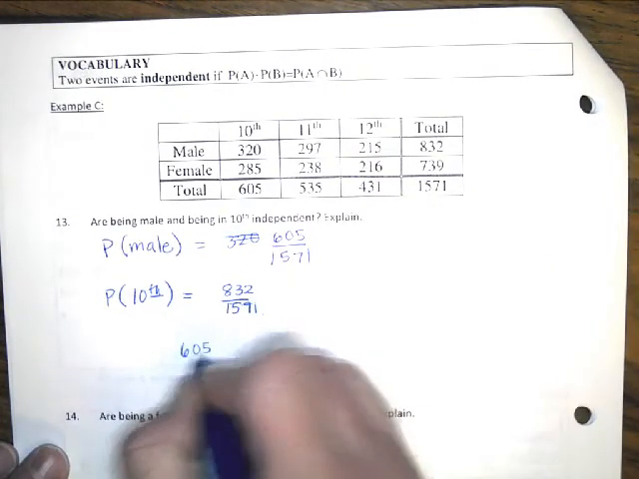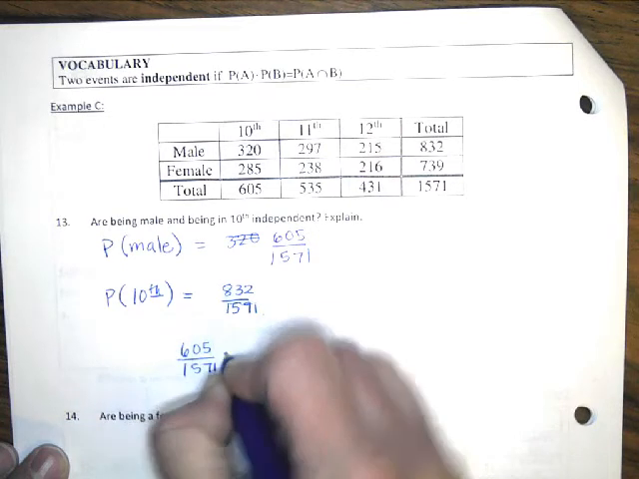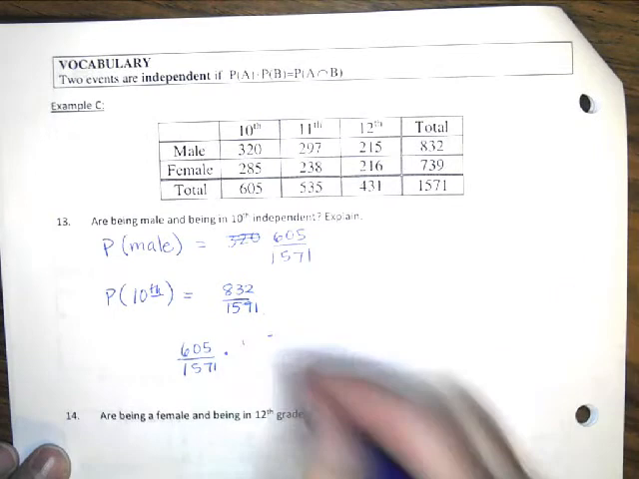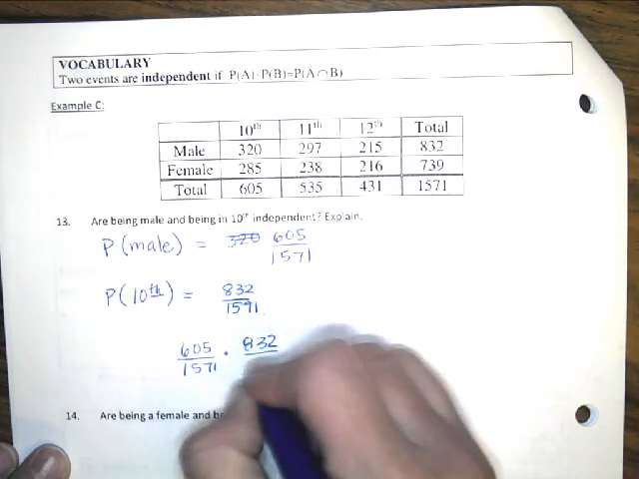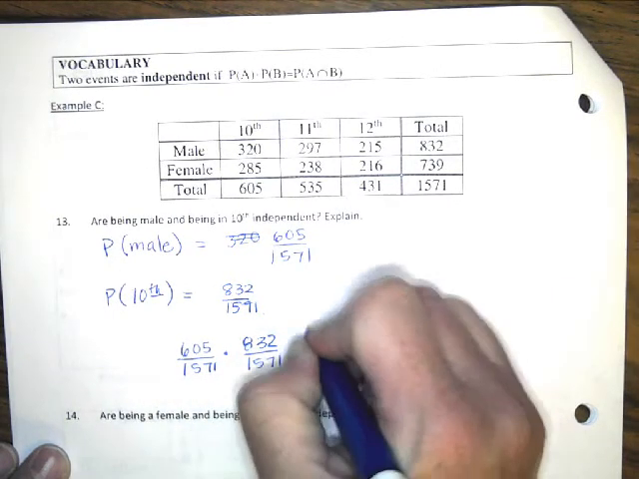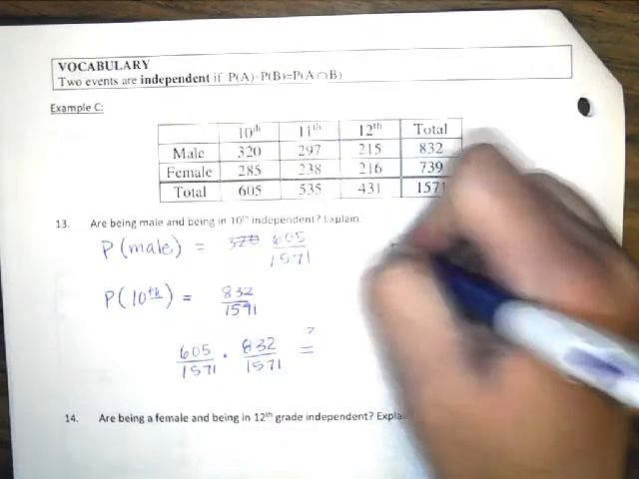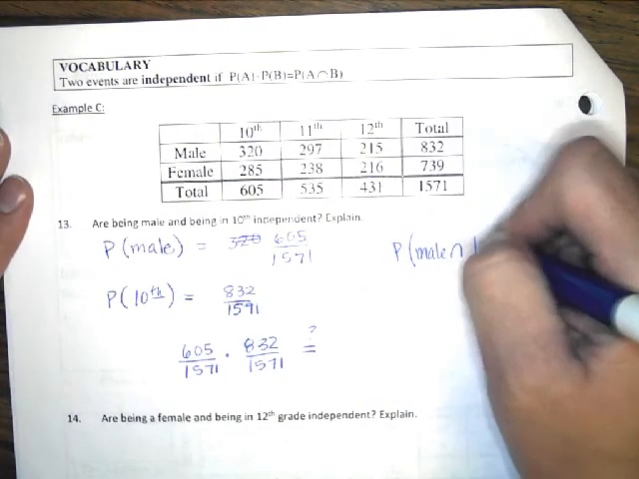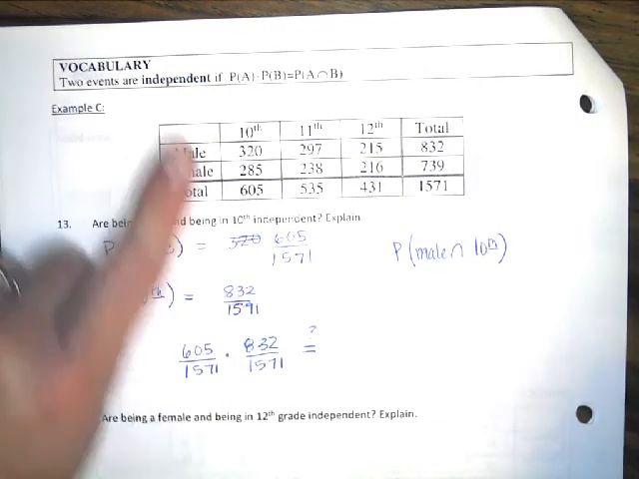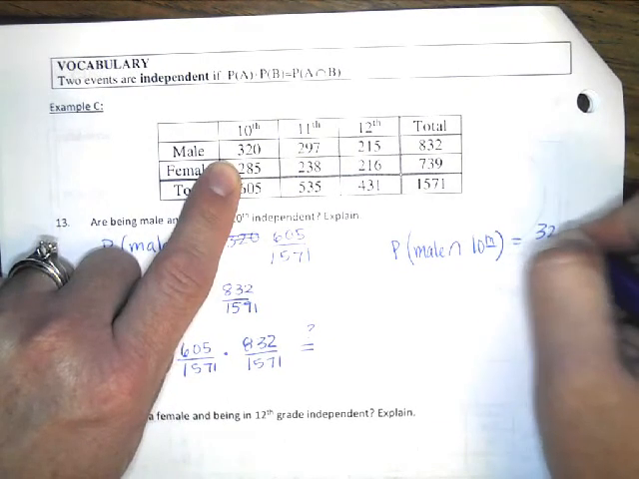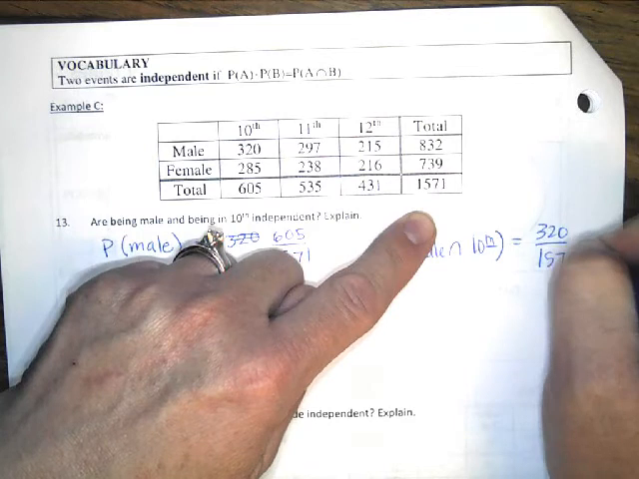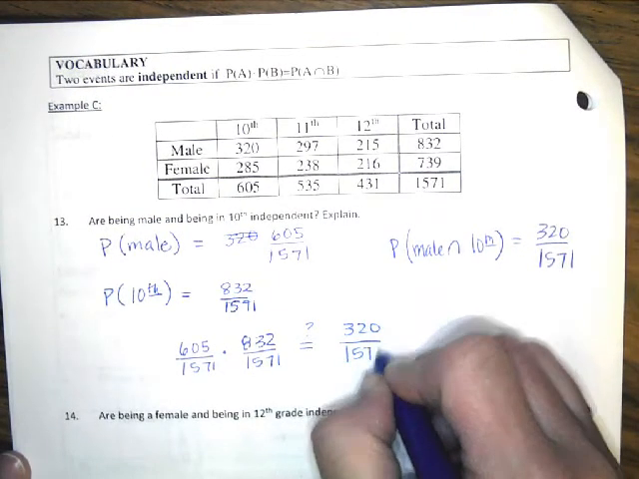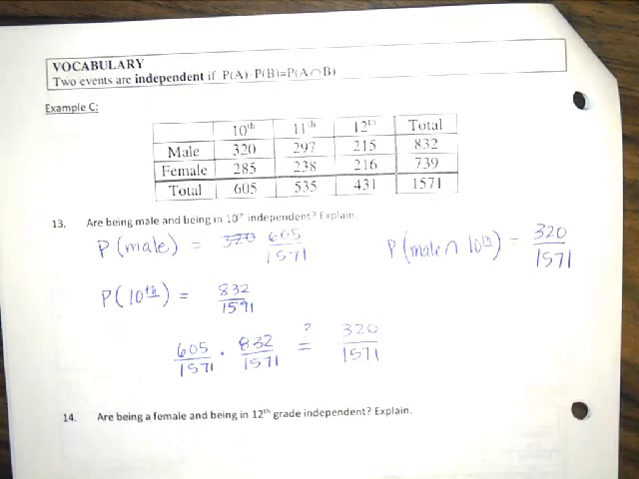Okay, and we want to know when we multiply those together, so 605 over 1571 times 832 over 1571, does that equal the probability of the intersection of male and 10th grade? Well, male in 10th grade is 320 out of our 1571. So does that equal 320 out of 1571?